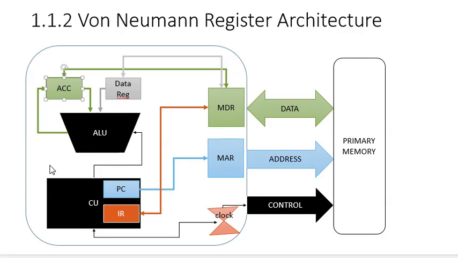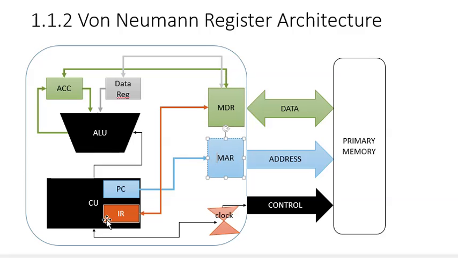Right, the accumulator behaves both as an input and output of the arithmetic logic unit. The MDR, memory data register, holds or buffers either data or instructions read in from the primary memory, or data waiting to be written back to primary memory.